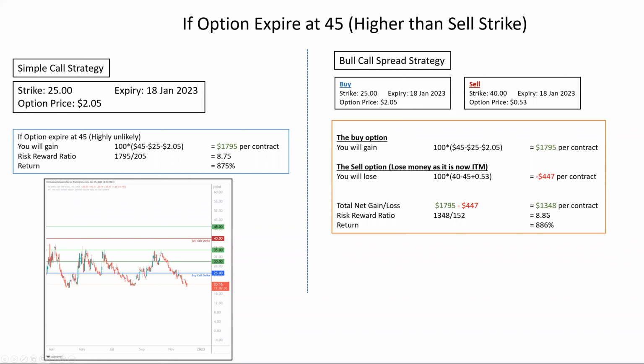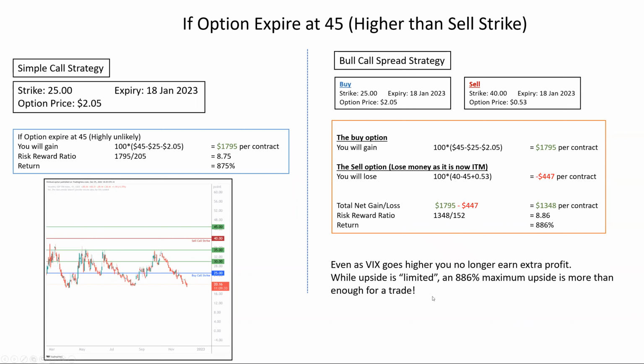Okay, so that's the con of a bull call spread strategy, where above the sell strike price, your profit is capped already. But the thing is that even though your upside is limited, the maximum profit that you can get is actually 886% return, which is actually more than enough for one trade. Okay, so let's not be too greedy, and it is considered good enough.